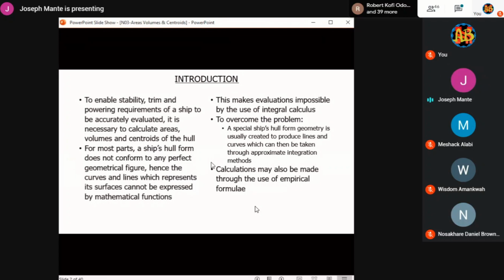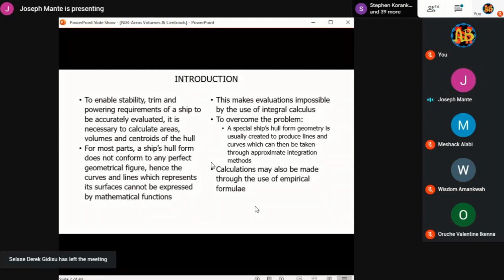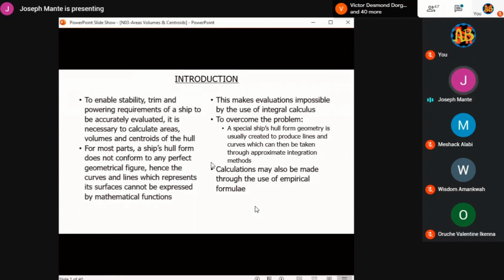So to overcome the problem, as it does not have a specific geometry, there are certain things you have to do. Otherwise, you can never calculate the area, the volumes, and all that. To overcome it, special shapes or form geometry are usually created to produce lines and curves, which can then be taken through approximation integration methods.